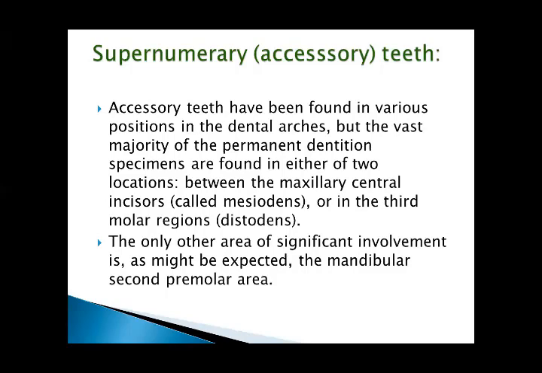regions, called the distodens. Between the maxillary central incisors, where a supernumerary tooth is present, it is called the mesiodens. In the third molar region it is called the distodens. The only other area of significant involvement is, as might be expected, the mandibular second premolar area.